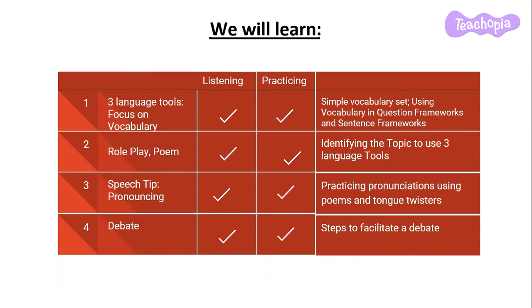Next, we're going to be looking at role play and poems. We're going to see how to identify a topic in a role play or a topic in a poem and use the three language tools. Third, we're going to be listening and pronouncing using speech tips. And this time, we're going to be practicing pronunciations using poems and tongue twisters. And lastly, we'll be looking at debate. That is, we're going to be looking at some steps to facilitate a debate.